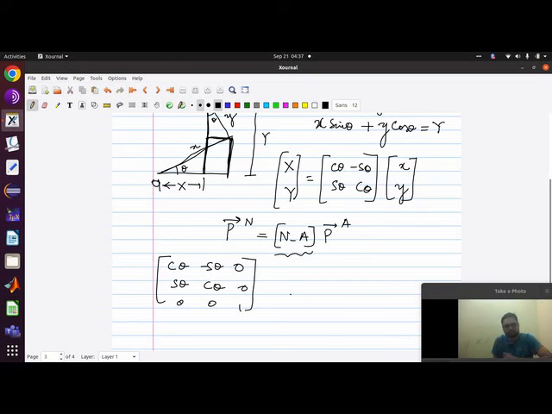Okay. These transformation matrices will generally all the time satisfy this: N underscore A inverse is equal to N underscore A transpose. This is always satisfied.